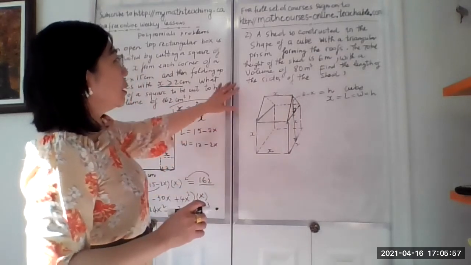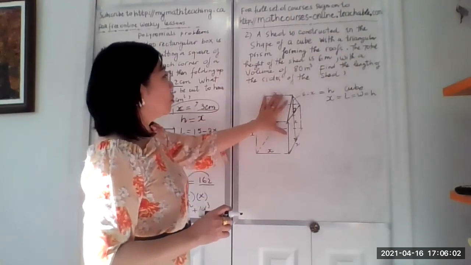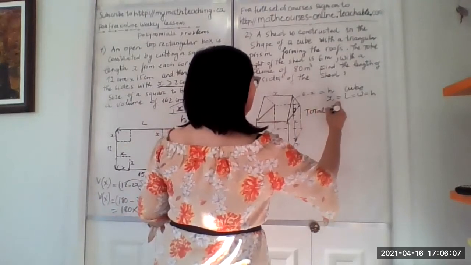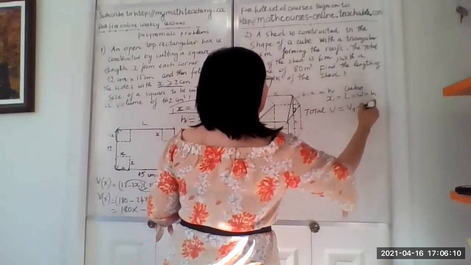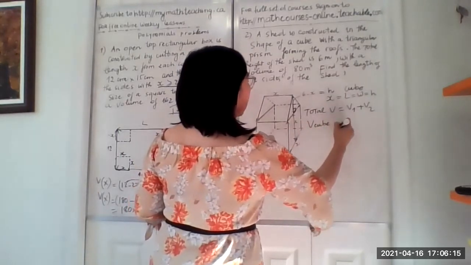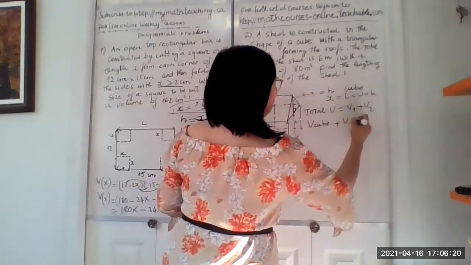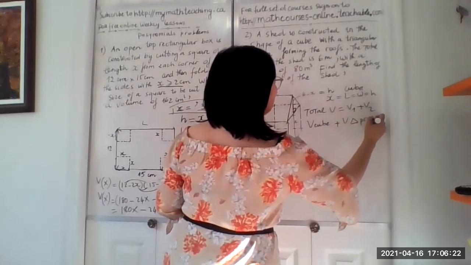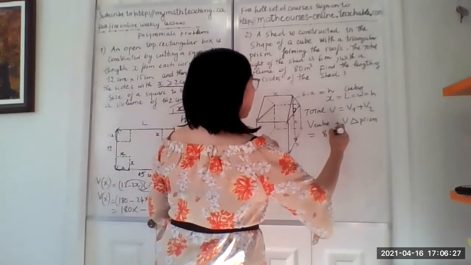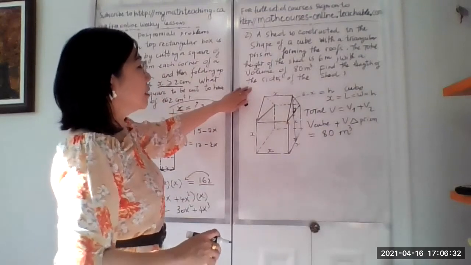So now the question says, with a volume of 80 meter cube, the total volume here. So this volume here is the total volume, right? The volume of V1 plus V2. V1 is the volume of the cube, and V2 is the volume of the triangular prism. So that's the total volume, and the total volume here equals 80 meter cube. Find the length of the side of the shed.